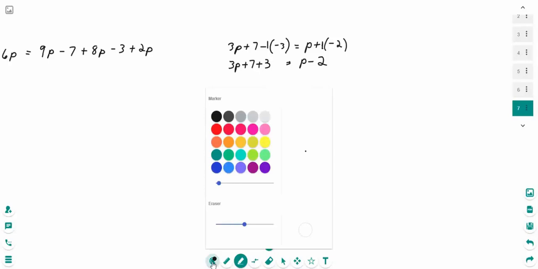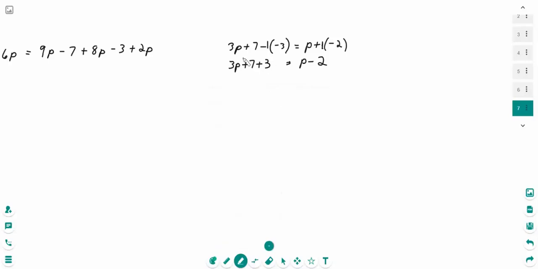Now we can look for like terms like we've done before. And we can recognize that we have a plus 7 and we have a plus 3. So that's going to give us a plus 10, right? And we still have our 3p, and we still have our equals p minus 2. Now we can subtract our 10 from both. Oh, I'm so sorry. No, not yet. So what's our next step?